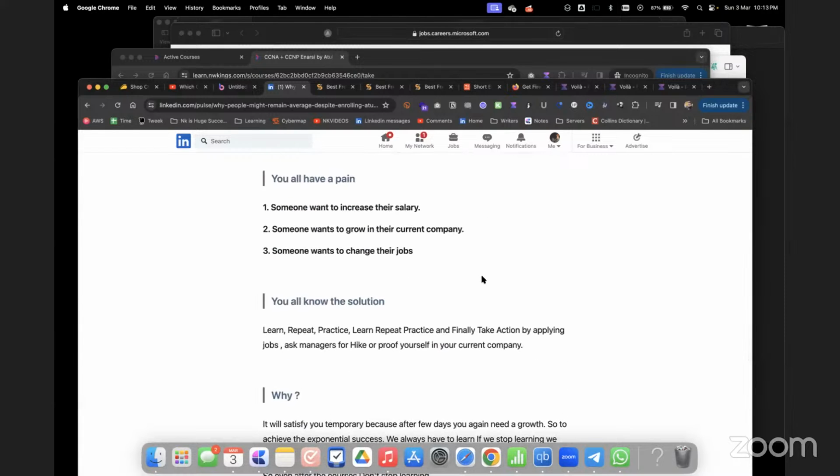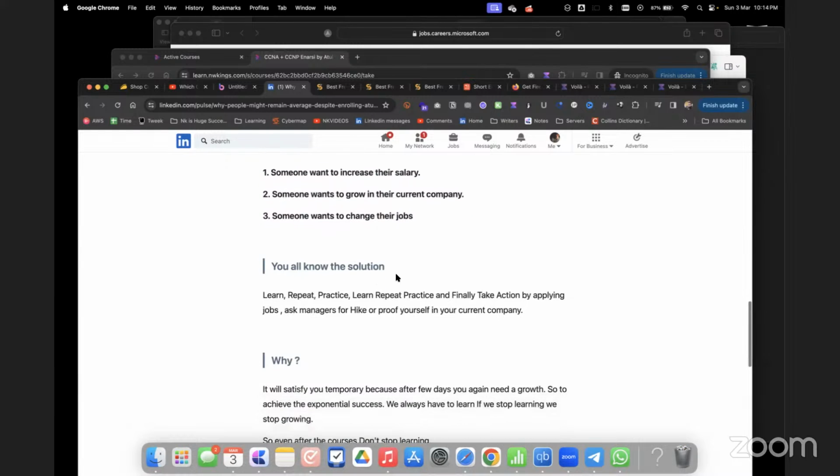Okay, so I know all of you have the pain that you want to improve your salary. You either want growth in your current company or you want to change your job. Am I correct? Yes or no? Everyone wants these three things today, right? You want to increase your salary, either grow in your current company, or change your job. Simple as that. So the solution is simple.